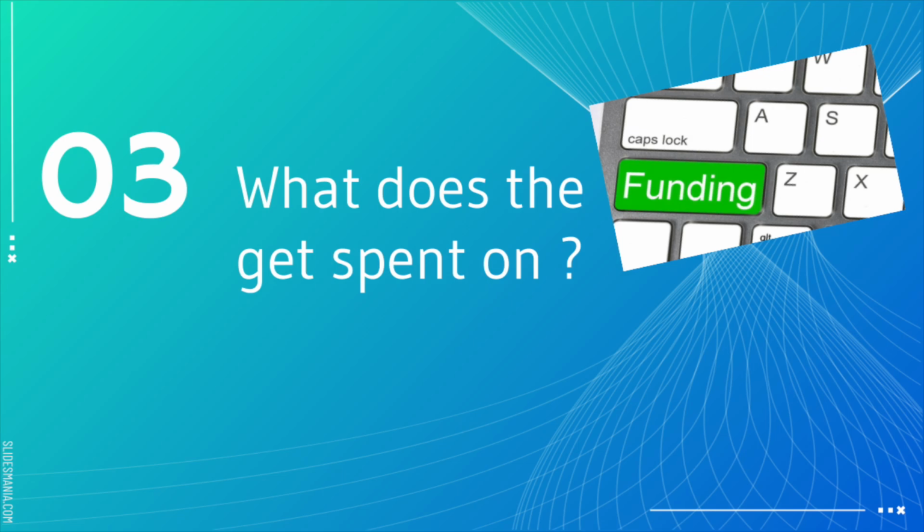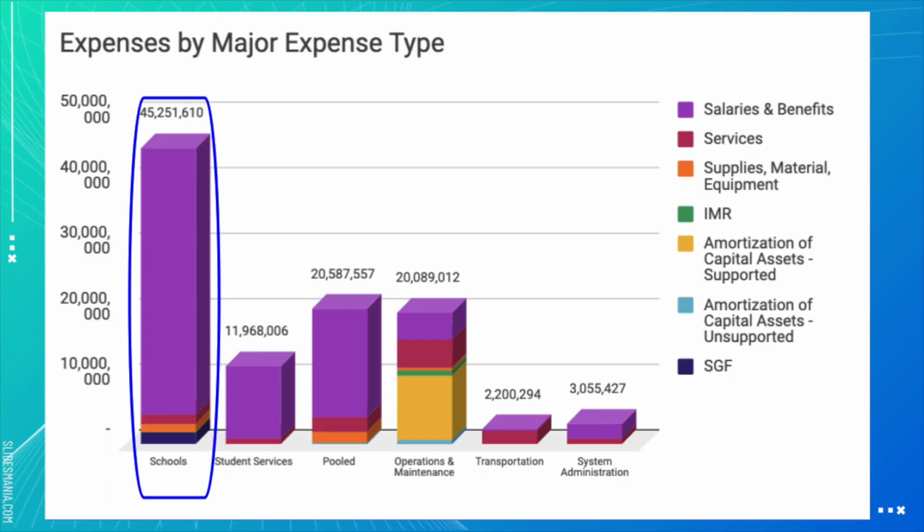So what does that funding that we get spent on? I'm going to start with our central budget at Division Office. All right, so $93 million comes to the division, and 45.2 of that goes to the school budgets directly. You can see on the right how the expenses are further broken down and that the largest part goes to salaries.